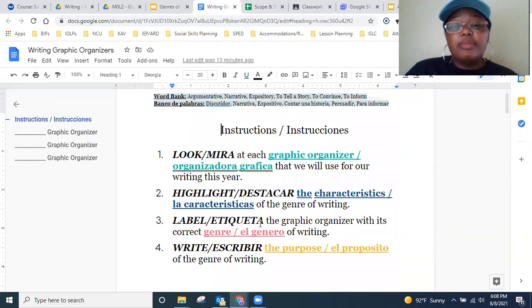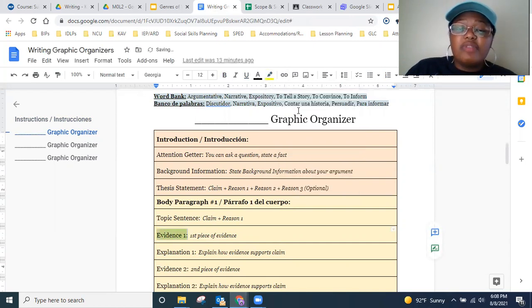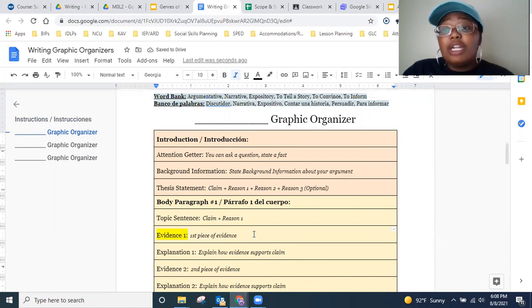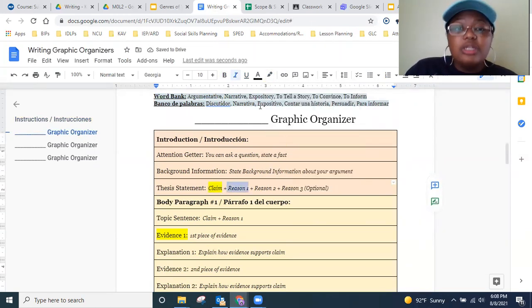So if I go back to instructions, my step 2 says to highlight, destacar, the characteristics of this genre of writing. So I'm going to go back to my first graphic organizer, and I'm going to underline the characteristics. So I already said I saw evidence, so that makes me think that it's an argumentative essay. So I'm going to highlight the word evidence, and that means that I need to find claim and reasons to be able to completely say this will be for my argumentative essay. Under thesis statement, which it always is, I see the word claim and I see the word reason. So I know that this is for my argumentative essay.